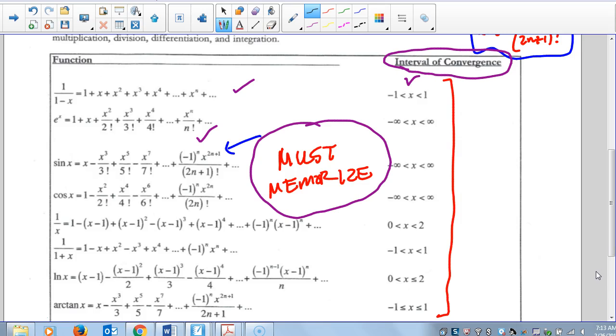So the nice part about math is you don't have to like it. Isn't that cool? You just do it. You don't have to like it. Intervals of convergence, whatever it's called, those are also important. So you have to know those.